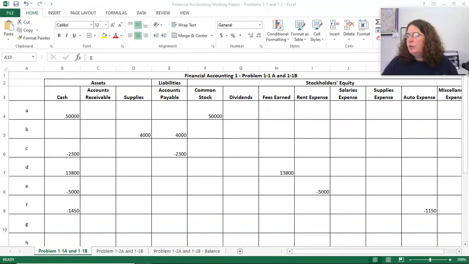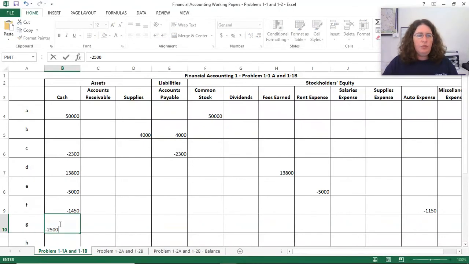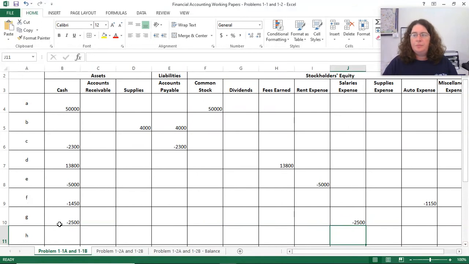Letter G, we paid office salaries $2,500. So again, back in that cash column, minus $2,500, and we paid office salaries. So we're going to find the one that says salary expense minus $2,500.